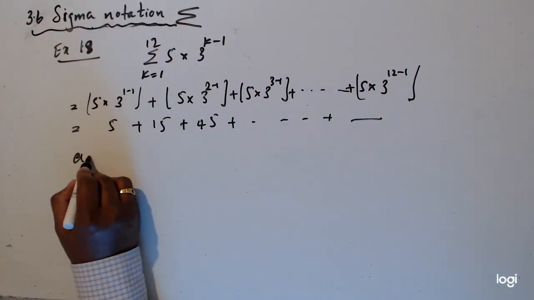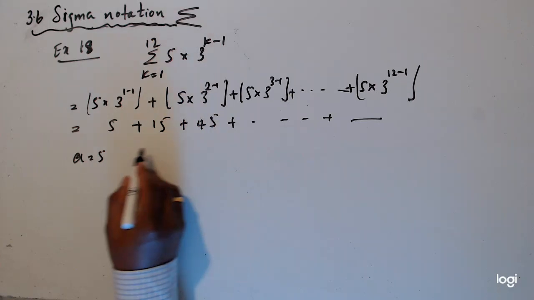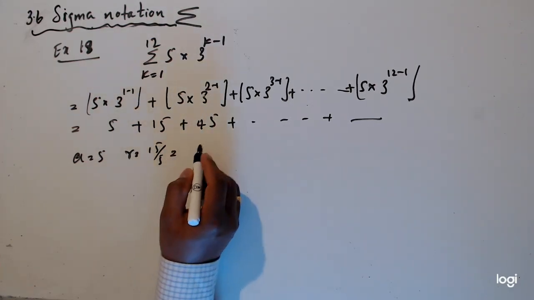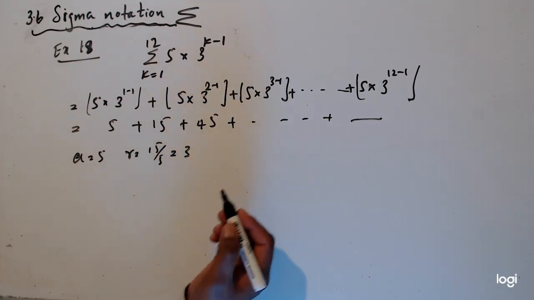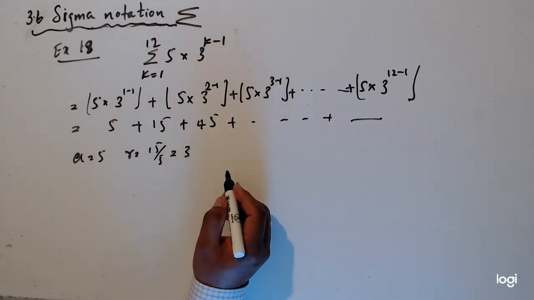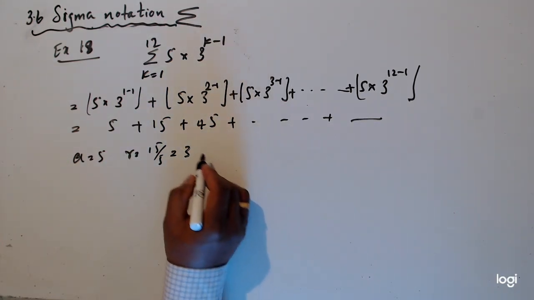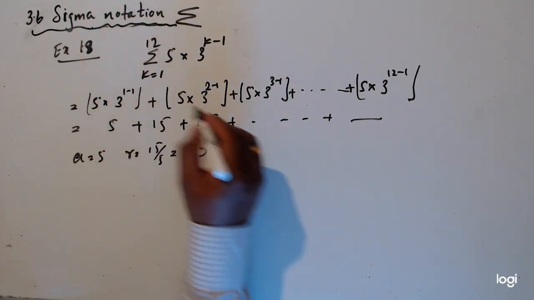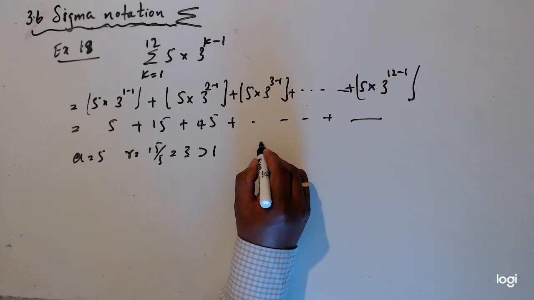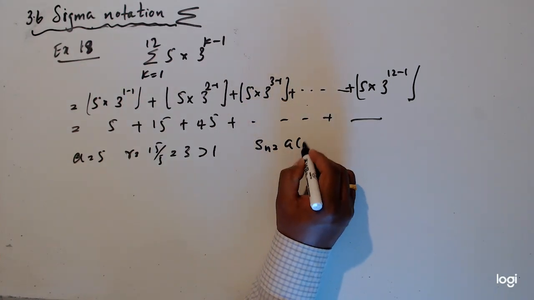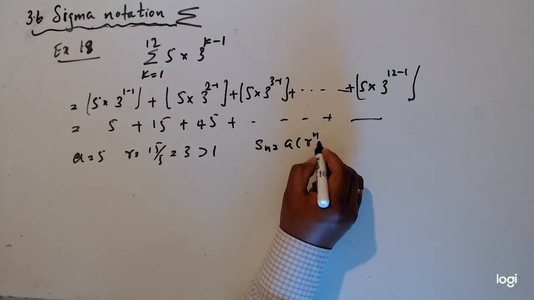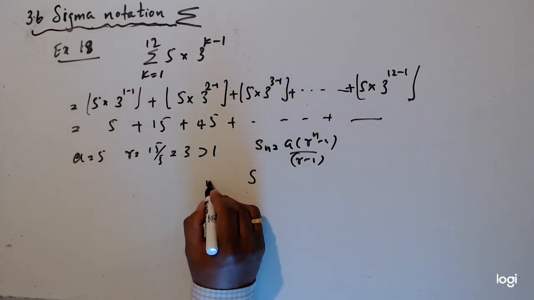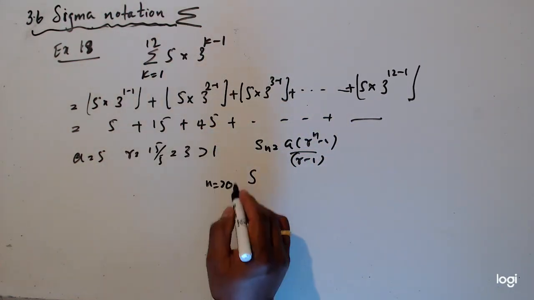and so this is a equals 5. You can see this is a geometric series, r equals 15 divided by 5, which is 3. Now I need to find the addition up to 12, and r is greater than 1, so the formula is Sn equals a times (r to the power n minus 1) over (r minus 1). So n equals 12.